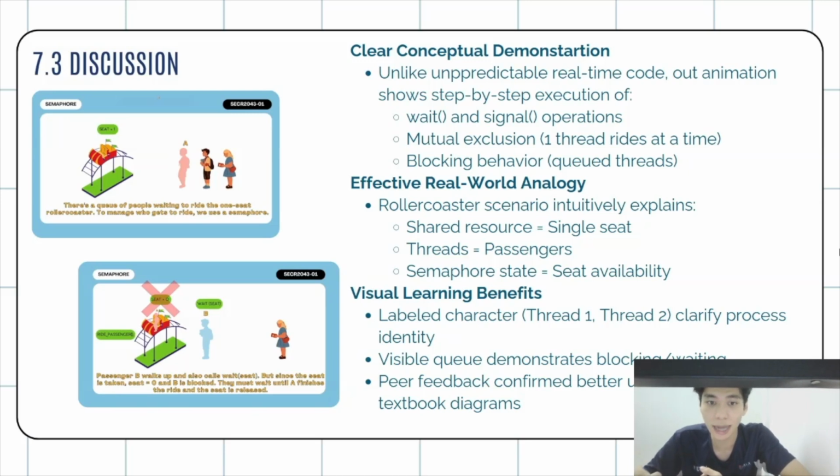The roller coaster example made the concept relatable to the real world, making it easier for everyone to understand. The labeled threads and visible cues clarify the process. Feedback from peers confirms that the visual approach improves understanding compared to static textbook diagrams. Although not a replacement for coding practice, this method is highly effective for learning the basics of process synchronization.